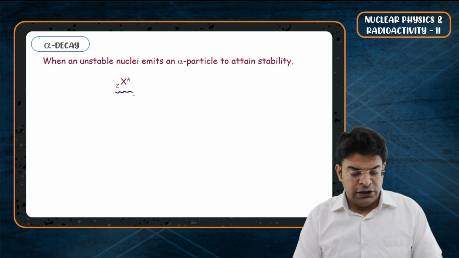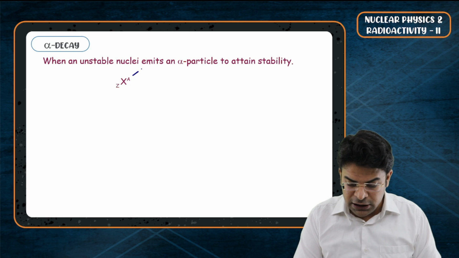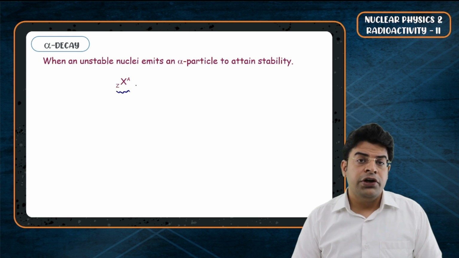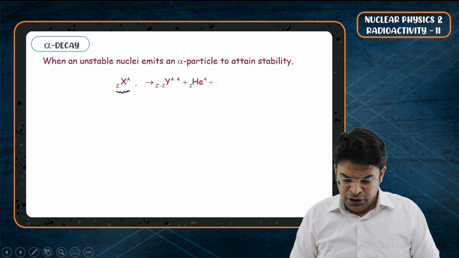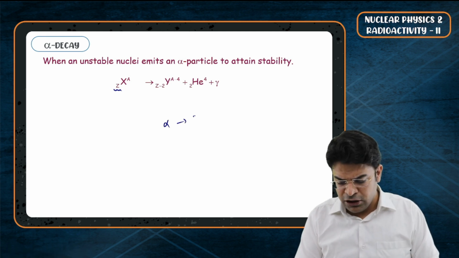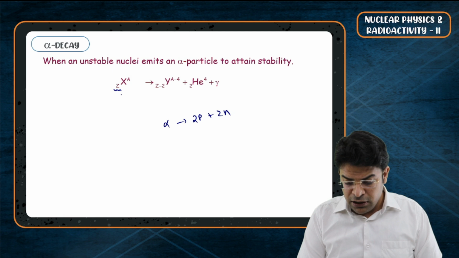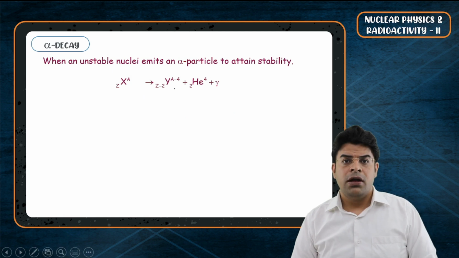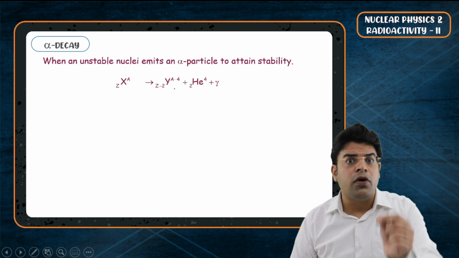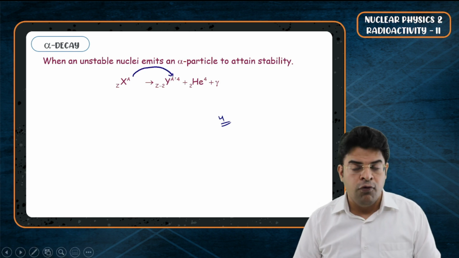So if you have a nucleus whose atomic number is Z, it means that the number of protons is Z, and mass number is A, it means that the number of nucleons is A. If this particular nucleus gives out an alpha particle, the number of protons will be 2 less, because an alpha particle is nothing but 2 protons plus 2 neutrons. Since the number of protons will be 2 less, the new atomic number will be Z minus 2. And since 2 protons and 2 neutrons have come out, how many nucleons have come out of the nucleus? You will say, sir, 4 nucleons have come out. That's why the mass number reduces by 4.